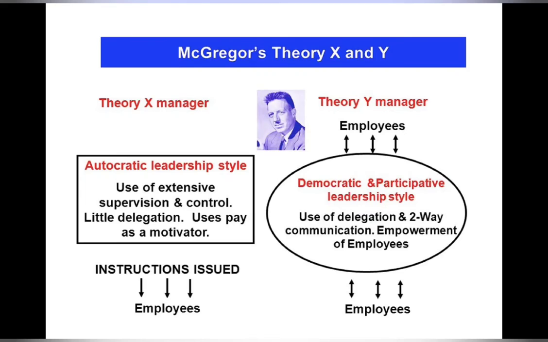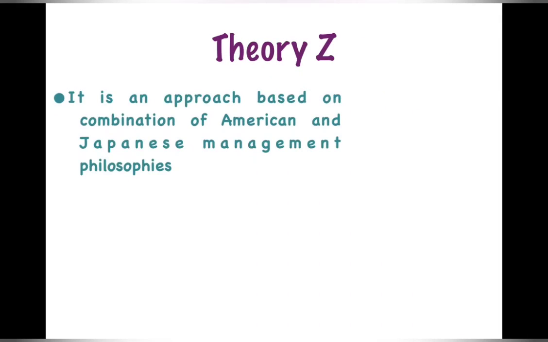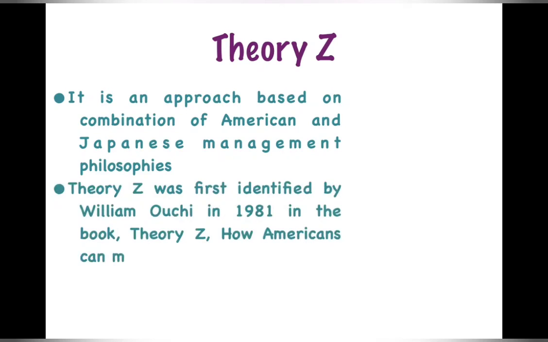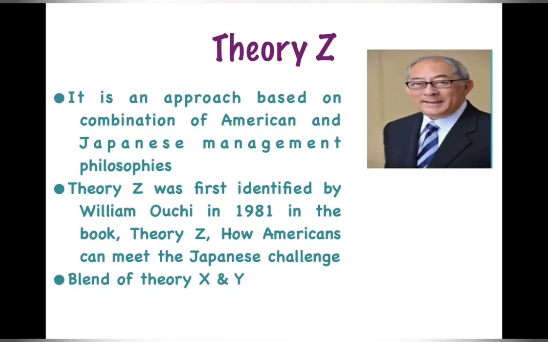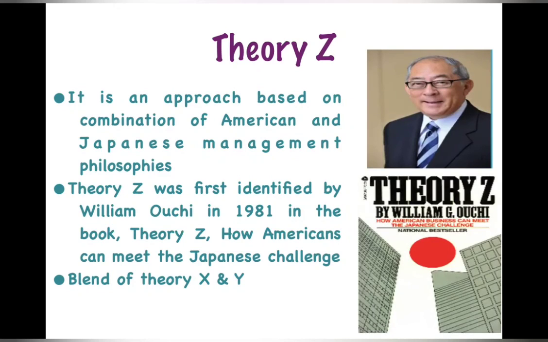Okay, so now let's move on to another important theory, which is Theory Z. This approach is based on a combination of American and Japanese management philosophies. Theory Z was identified by William Ouchi in 1981 in the book Theory Z: How American Business Can Meet the Japanese Challenge. So that is the name of the book. It is a blend of Theory X and Theory Y. So that is Mr. William Ouchi.